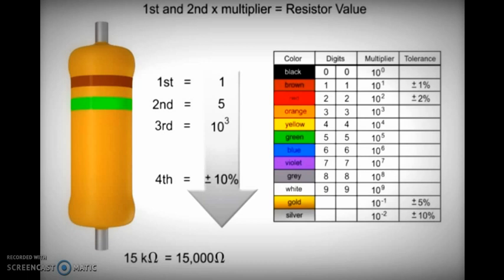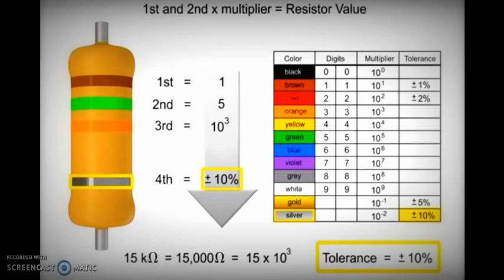And the third band must be a multiplier which is assigned a value of 10 power 3. The multiplier 10 power 3 takes the color orange, so the third band ultimately becomes orange. So the first band is brown, the second band is green, and the third band is orange. The fourth band is assigned a tolerance value of plus or minus 10%, so the fourth band will be silver. Ultimately we have the value of 15 kilo ohms with a tolerance of plus or minus 10%.